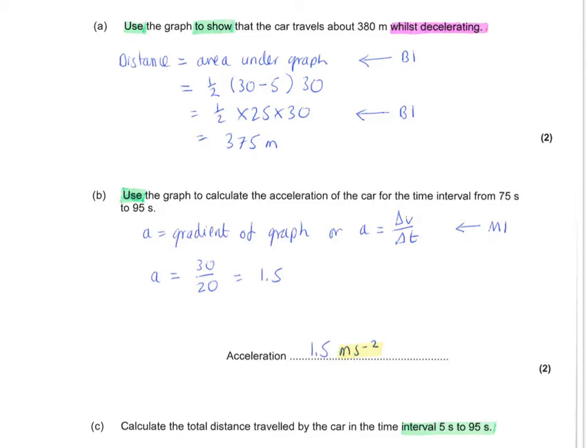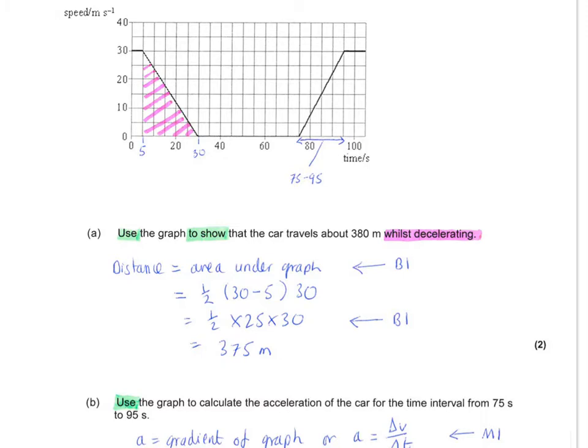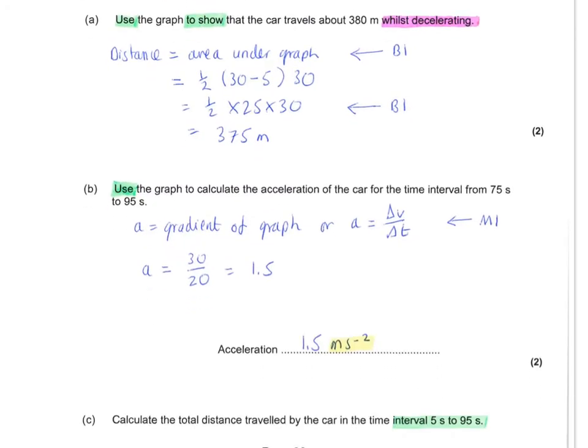So using a speed-time graph to find acceleration, we would be finding the gradient, or you could state the equation for acceleration. So the gradient of this graph for the acceleration section is equal to the change in speed, which is final minus initial, so 30 take away 0, divided by the time taken for that change, which is a time interval of 20 seconds. Substituting that into the equation leads you to an answer of 1.5 metres per second squared.